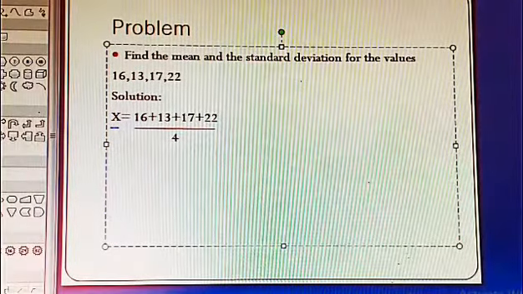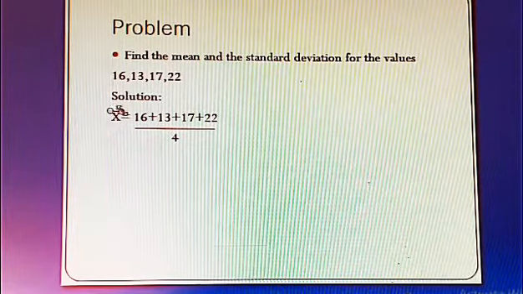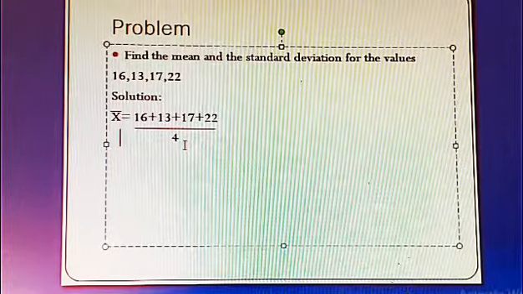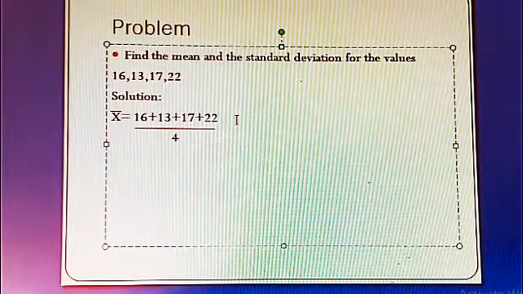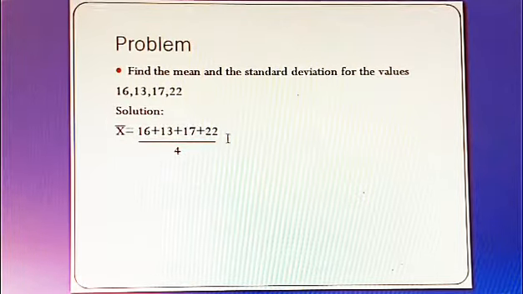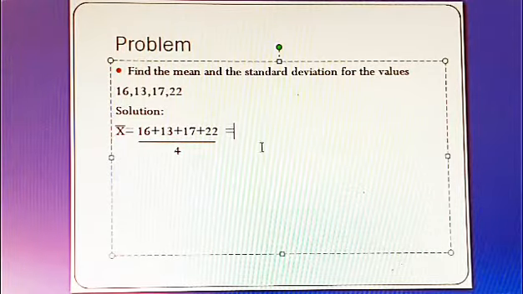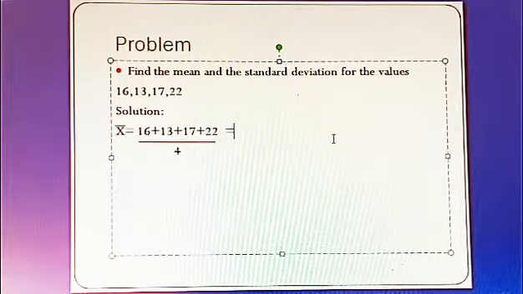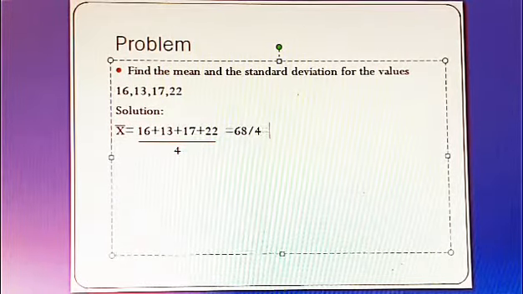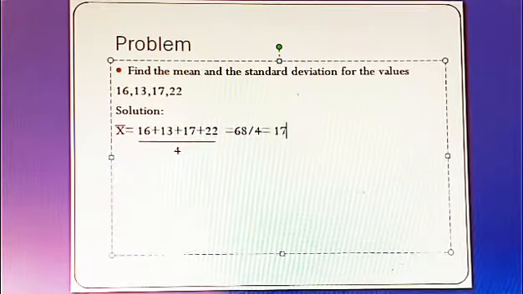Arithmetic mean, as we know, is the average. We have to find the average. What is the formula to calculate the average? You add the total and divide by the number of terms, right? So how are you going to calculate the arithmetic mean? Adding the total values divided by the number of terms. Add 16 plus 13 plus 17 plus 22, which gives you 68, divided by 4. What answer are you getting? 17. Are you all getting that answer?